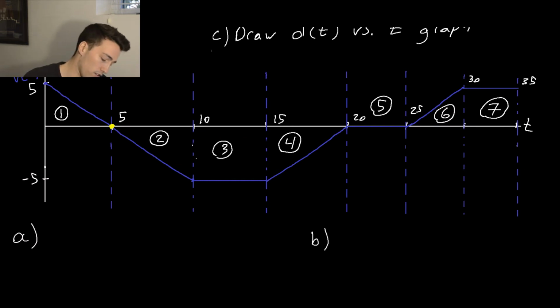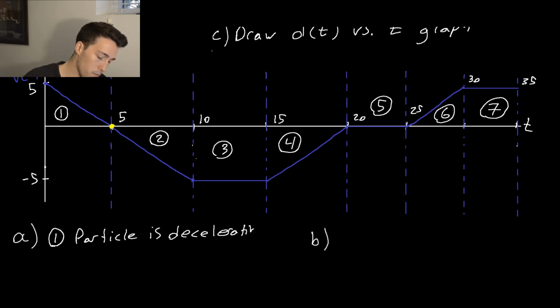So let's look at section 1. So I'll write 1 here, and it's a velocity versus time graph, and there's a slope on it. So if there's a slope on a velocity versus time graph, that means that the object is accelerating. In this case, the slope is negative, so it means the object is decelerating. So we could say, I guess, particle is decelerating. 2, well, this line here, in section 2, the line is actually the same. The slope hasn't changed at all. The particle is decelerating.